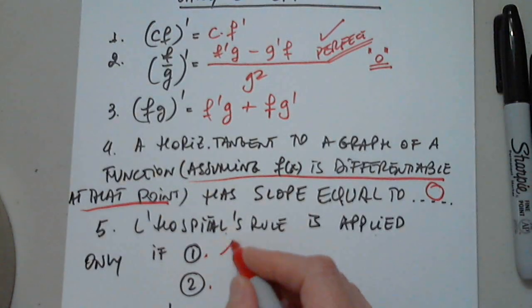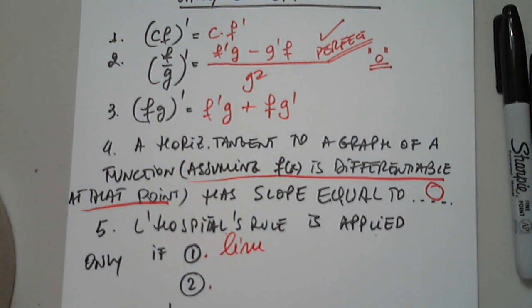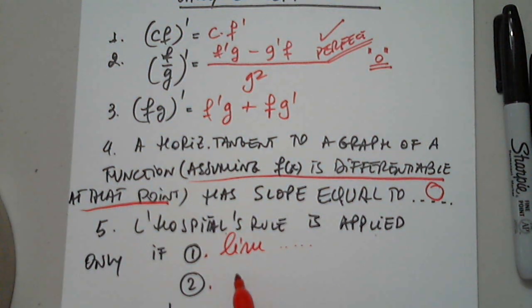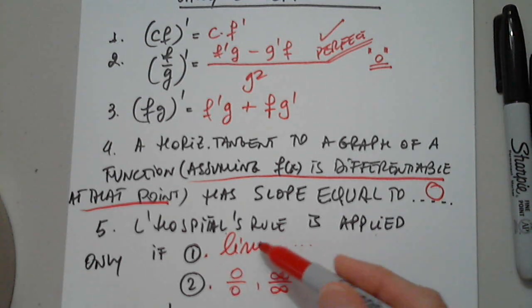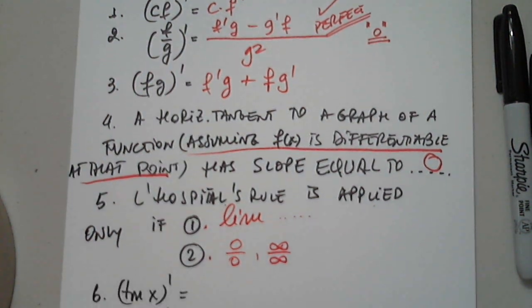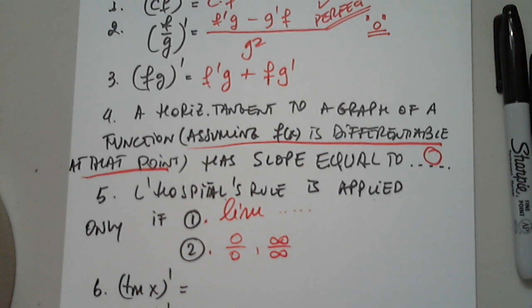L'Hopital's rule is applied only if. Here's a limit. Yes, awesome. The initial limit is 0 over 0 or infinity over infinity. Yes, so the initial value of the limit is this or this, and these are indeterminate cases. Awesome, brilliant, thank you.